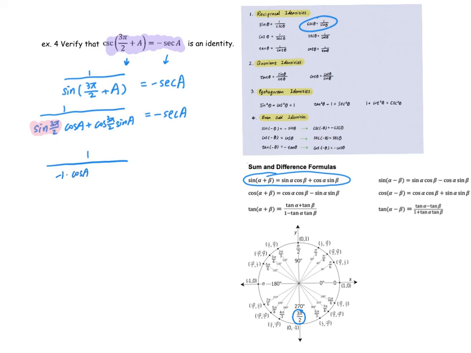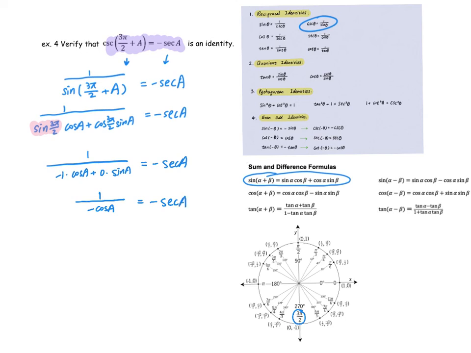Cosine A is not a number on the unit circle, so it stays there. Cosine 3 pi over 2, what is it? It's the x value of 3 pi over 2, which is 0. So 0 times sine A, that disappeared. Equal to the right-hand side, we didn't make any change. It stays the same. So it becomes 1 over negative cosine A equal to negative secant A.